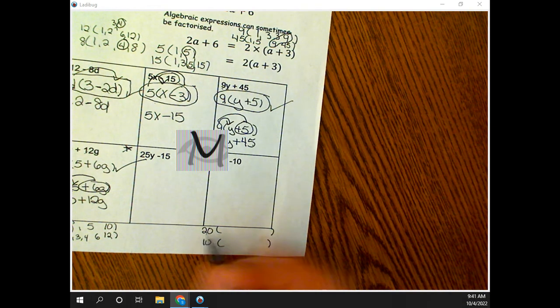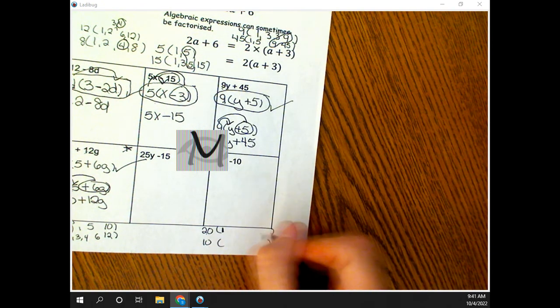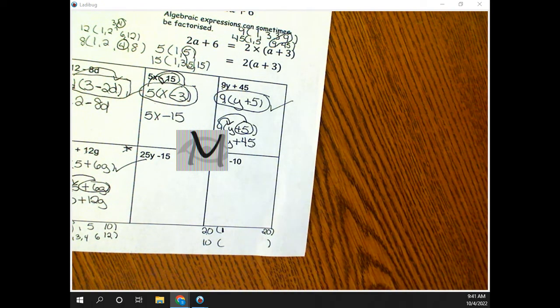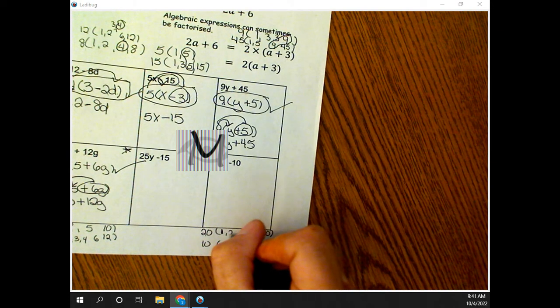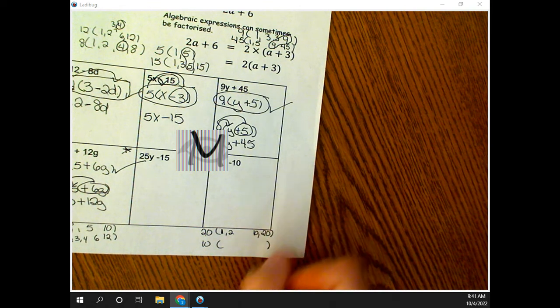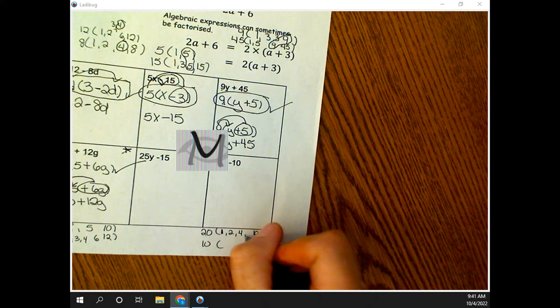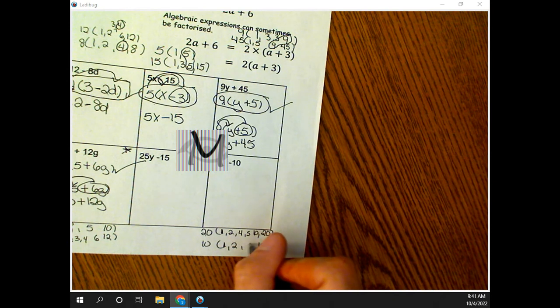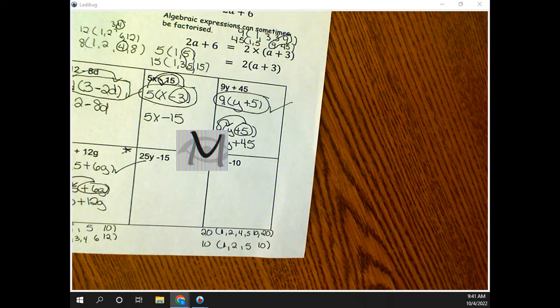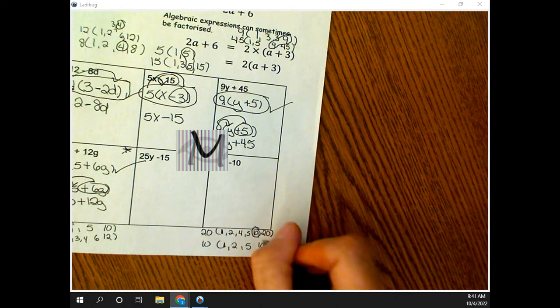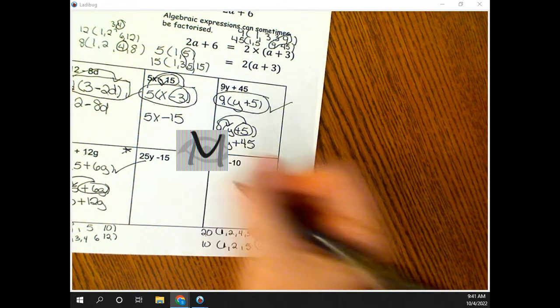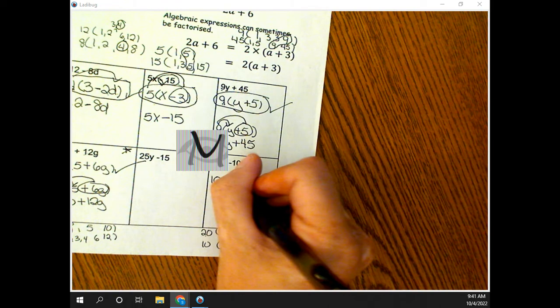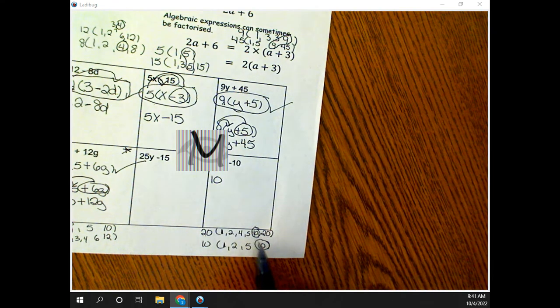All right, so what goes into 20? I always start off with my 1 and my number that I'm working with. What else goes into 20? Yep, 2 times 10, and what else? And 4 times 5. All right, for 10, 1 and 10, and what else? 2 and 5. All right, looking at this, what is my greatest? 10. So I'm going to pull out my 10, because 10 is my greatest.